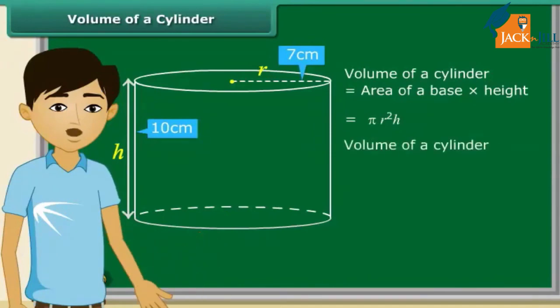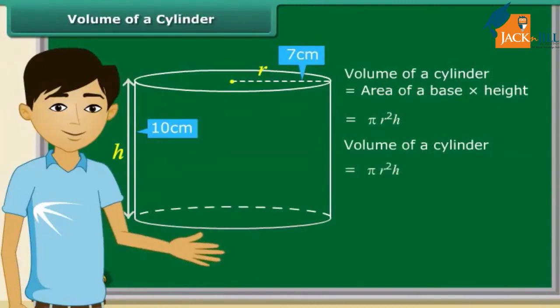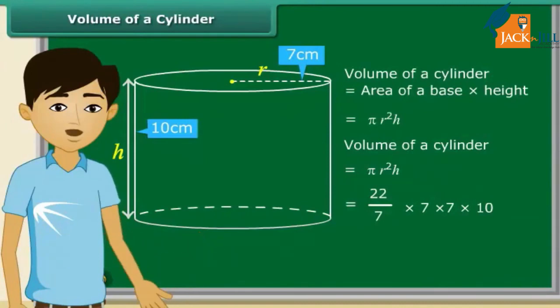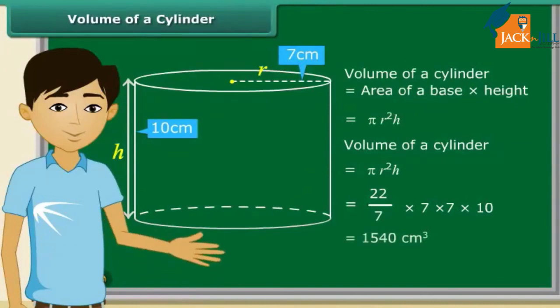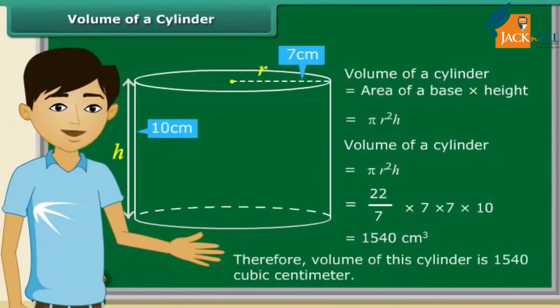We know the formula for volume of a cylinder is pi r square h. Now we need to substitute the values here. So, 22 by 7 into 7 into 7 into 10. This gives 1540 cubic centimeters. Therefore, volume of the cylinder is 1540 cubic centimeters.